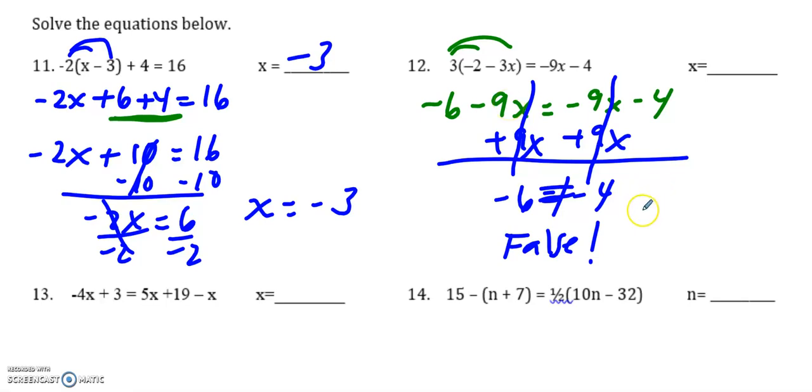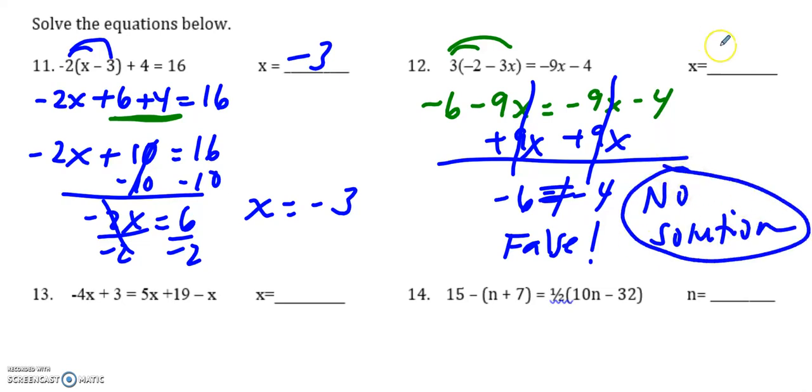So that means that my answer is no solution, and you could write it out as no solution, or you could write it as the null set symbol, an O with a line through it.